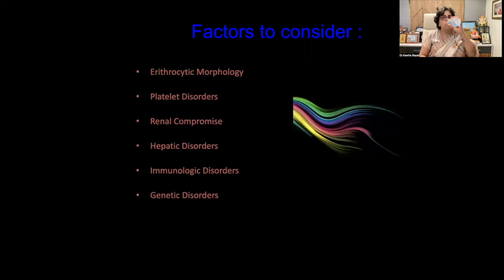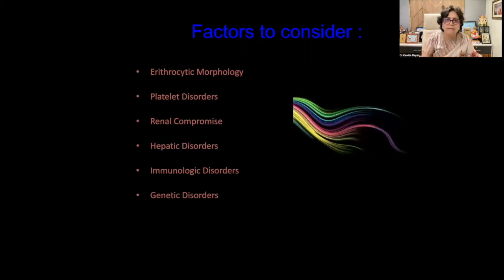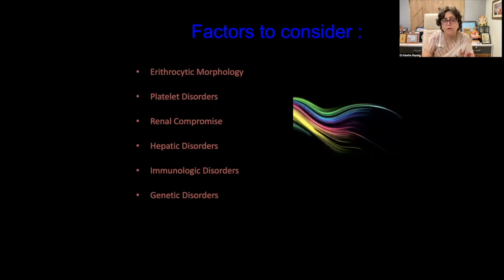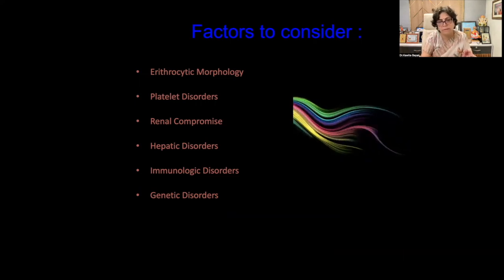Now, factors to consider. First is the erythrocytic morphology, and platelet disorders. There can be a renal compromise. There can be hepatic disorders, immunologic disorders, and genetic disorders.